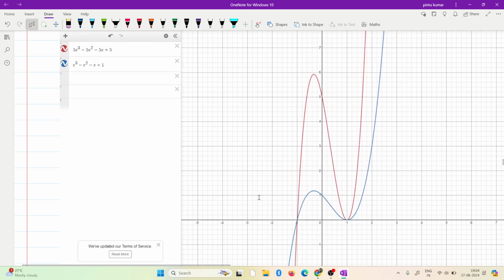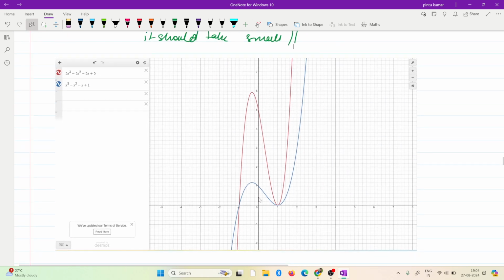Now in this plot, the red curve is something like 5x cube minus 5x square minus 5x plus 5. So I have allowed coefficients to be high. Another one is x cube minus x square minus x plus 1. If you look at the curve with the higher weights, or this 5, the curve is taking sharp turns, right? Whereas the other curve is taking very small curves. So this is what we want.